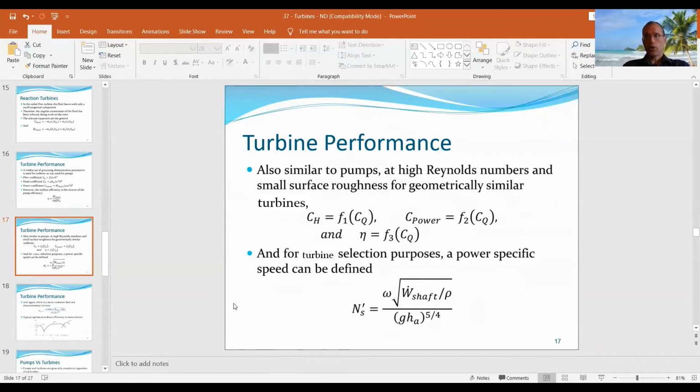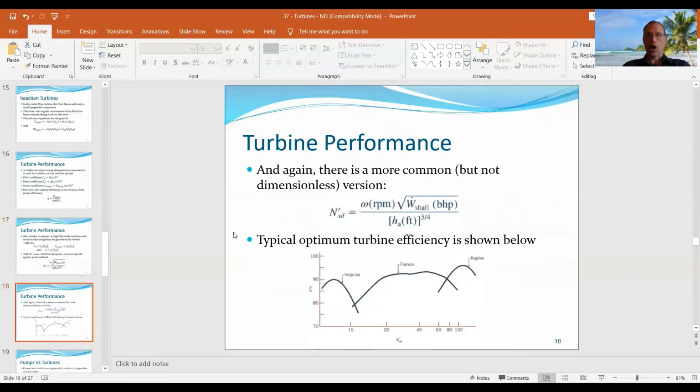For selection purposes, whether to use axial, mixed, or centrifugal pumps, we do the same thing for turbines. We have a power specific speed, so Ns prime. The prime is for my turbines as opposed to my pumps. For these, what I care about is the shaft work. So officially, the dimensionless version of this, I have omega square root of shaft work over rho, over gH to the 5/4 power. Gives me a dimensionless number for the power specific speed. And that's the actual dimensionless version.